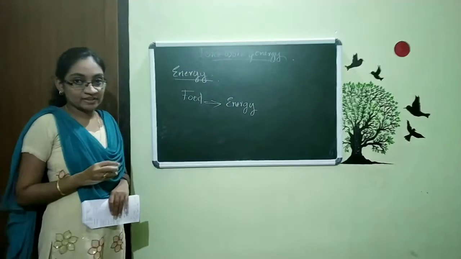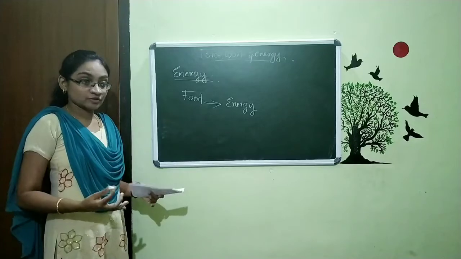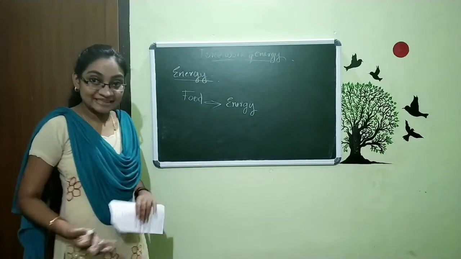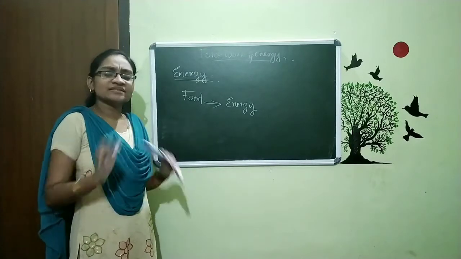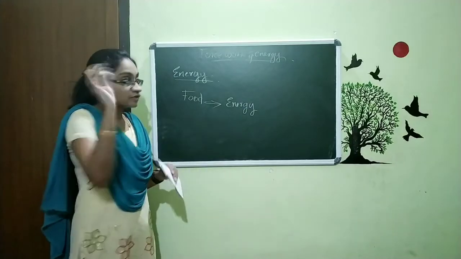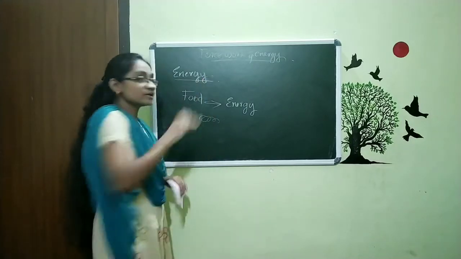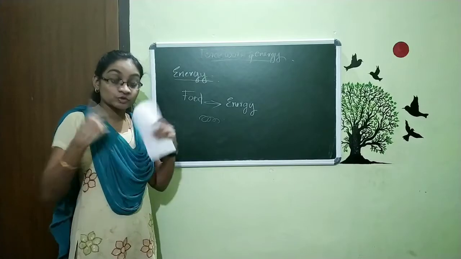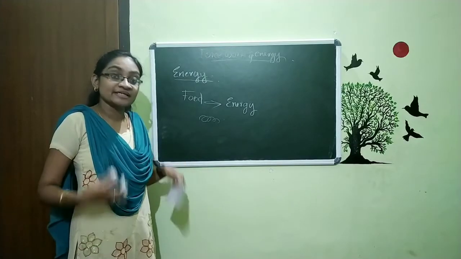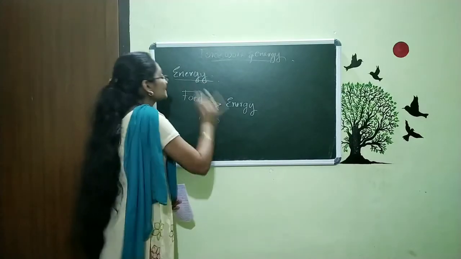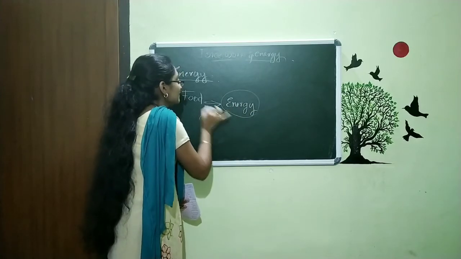Energy to my body. That means to do things: to walk, to run, to sleep, to read. All the things need energy. To write on this blackboard, my hand needs energy. To talk, I need energy. To stand, I need energy. So for all these types of energy, we have food.